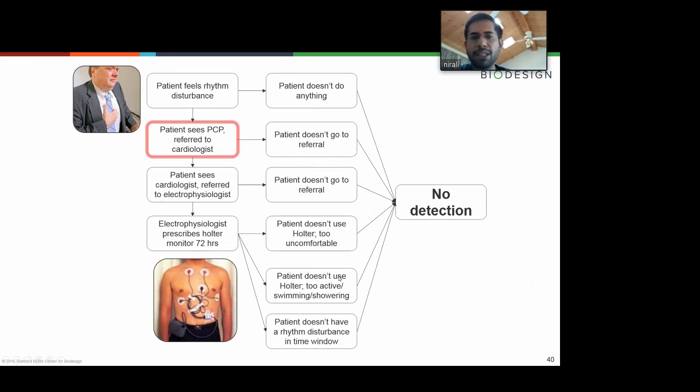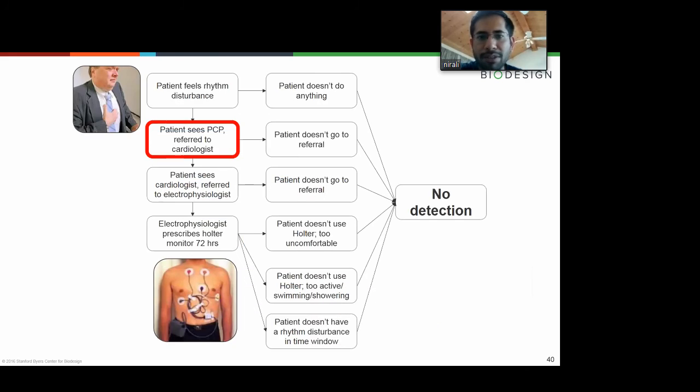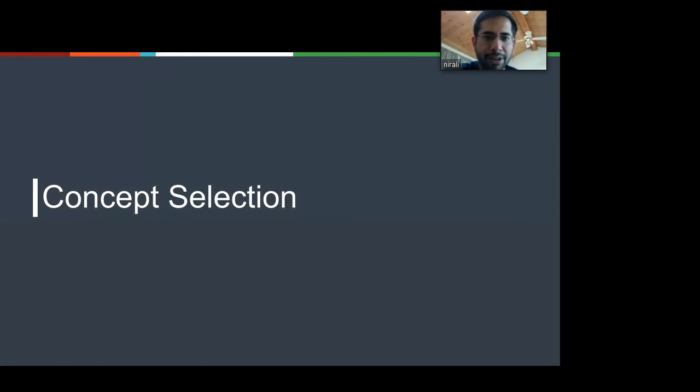So basically, what if you focus on the PCP, the primary care doctor, and try to identify this part of the process and say, how can we enable the PCP to detect rhythm disturbances? And that actually enabled this idea. This idea came out of this need, saying we're going to develop a very simple way to measure this that even a nurse can put this on. Not even need a doctor. You can just have a technician put this on. And this company became iRhythm, which has been a very successful company that came out of Stanford. So again, breaking down the problem into different parts can be very, very powerful.